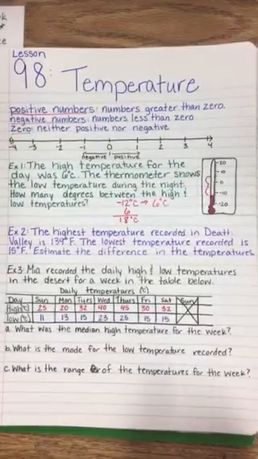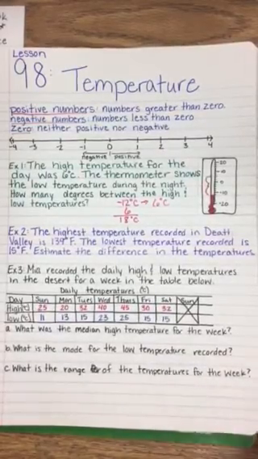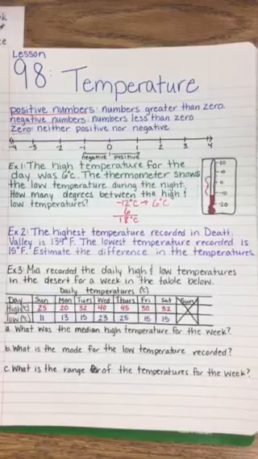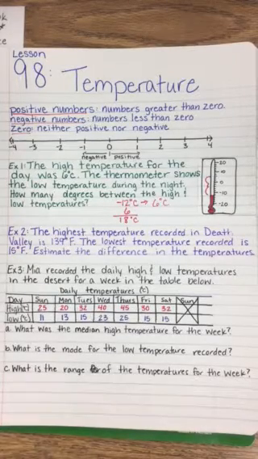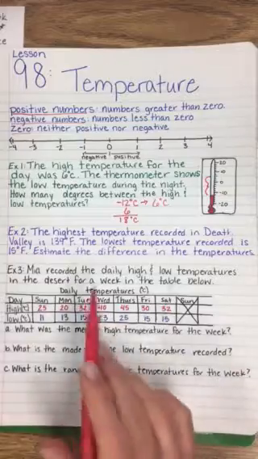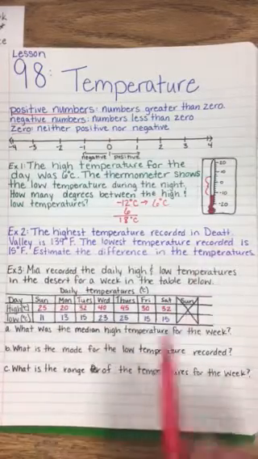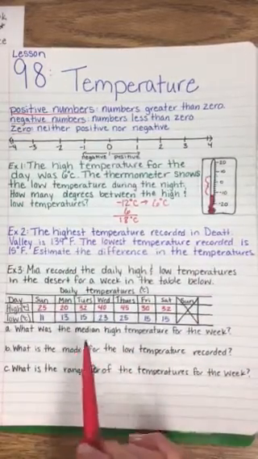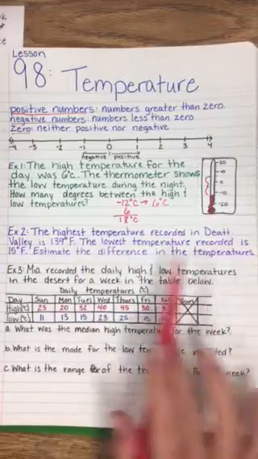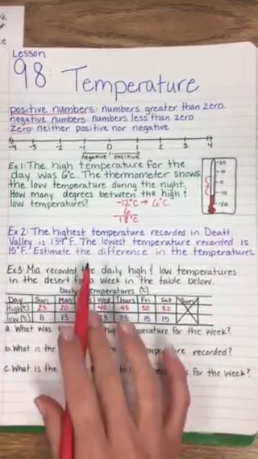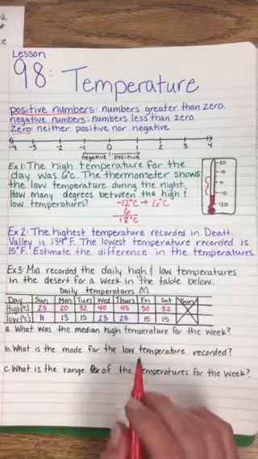All right. Example 2. The highest temperature recorded in Death Valley is 134 degrees. On my trip out west last summer, I went to Death Valley and it was 124 degrees. I took a picture of the thermometer and I could show you tomorrow. It's very hot. That's why they call it Death Valley, right? You want to die when you're there because it's so hot. The lowest temperature recorded is 15 degrees. Estimate the difference in temperatures.